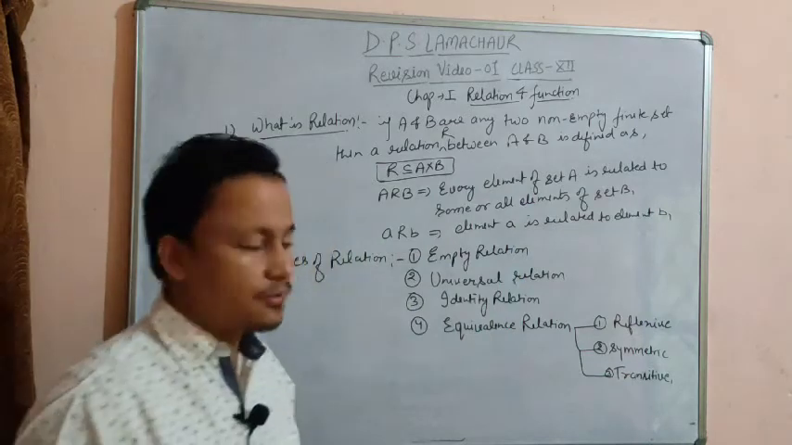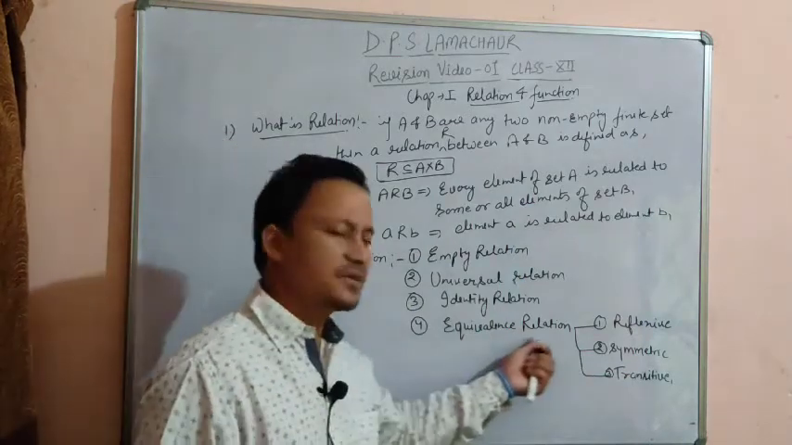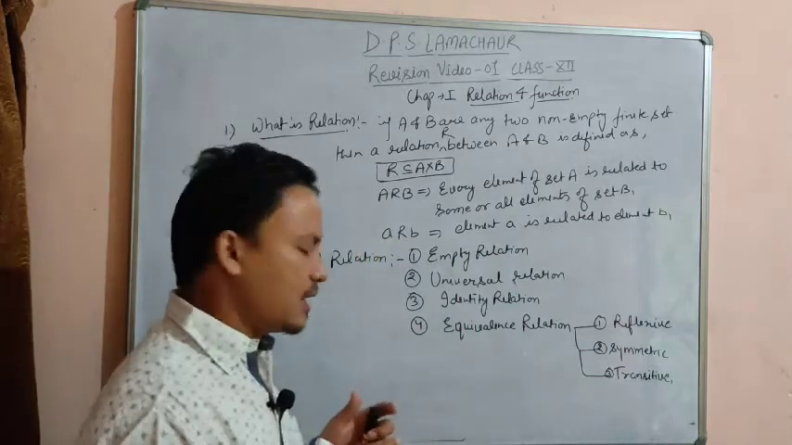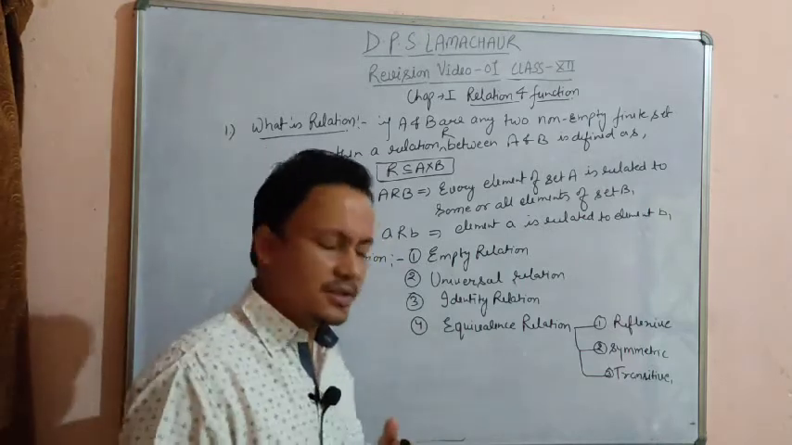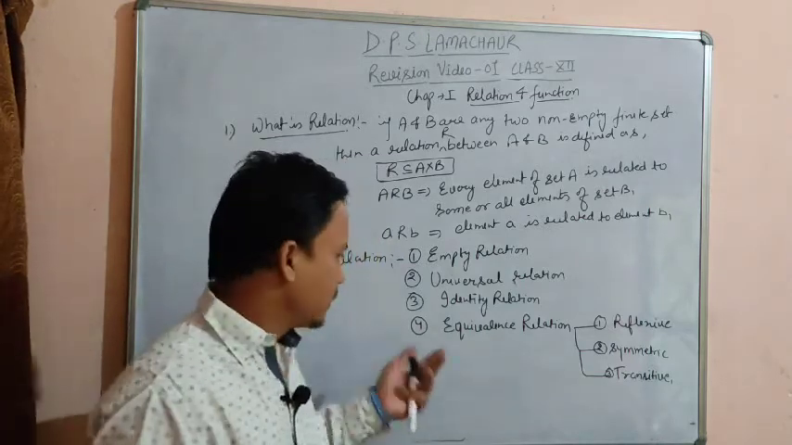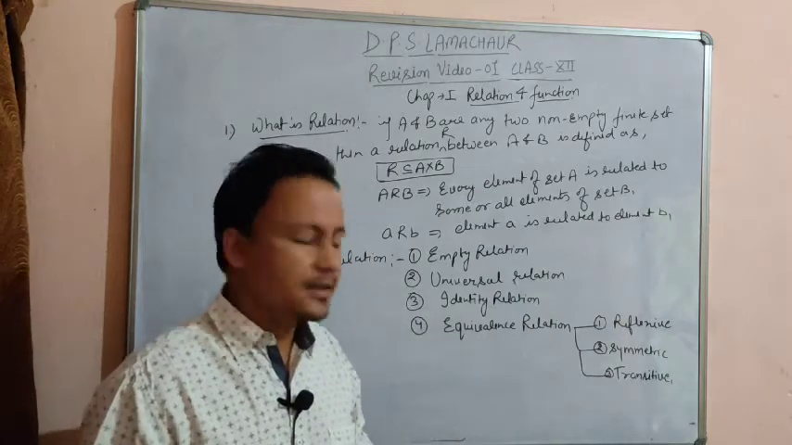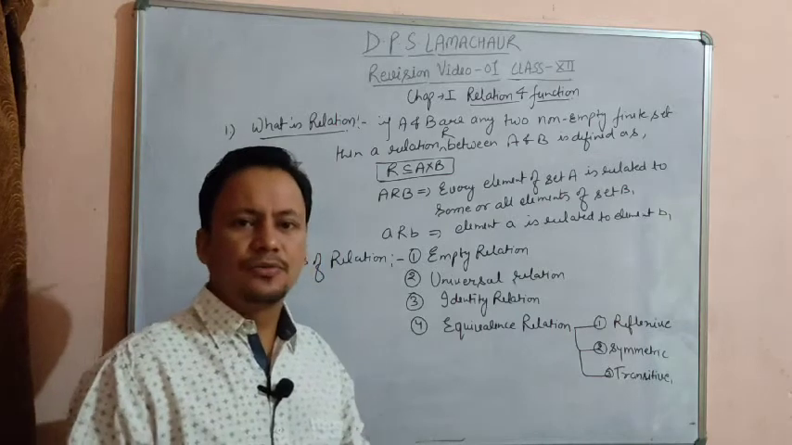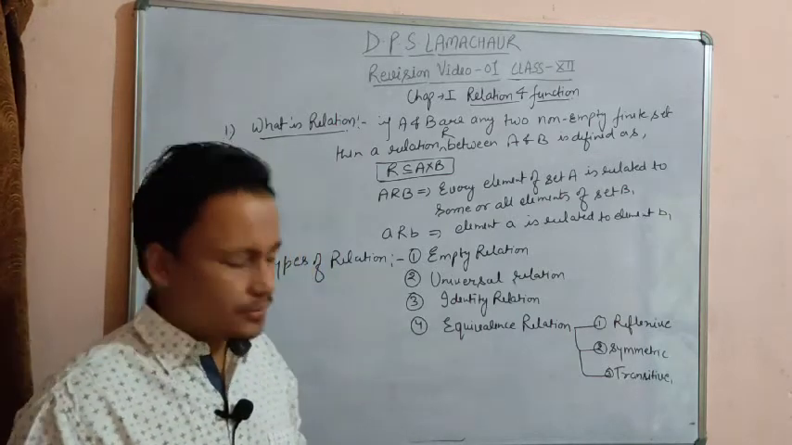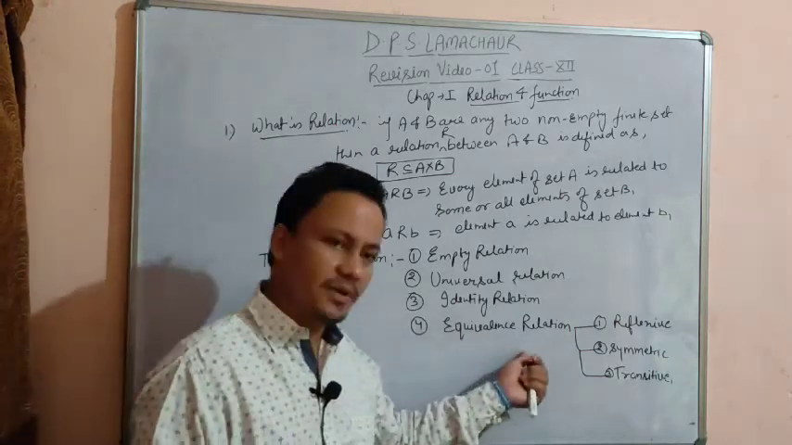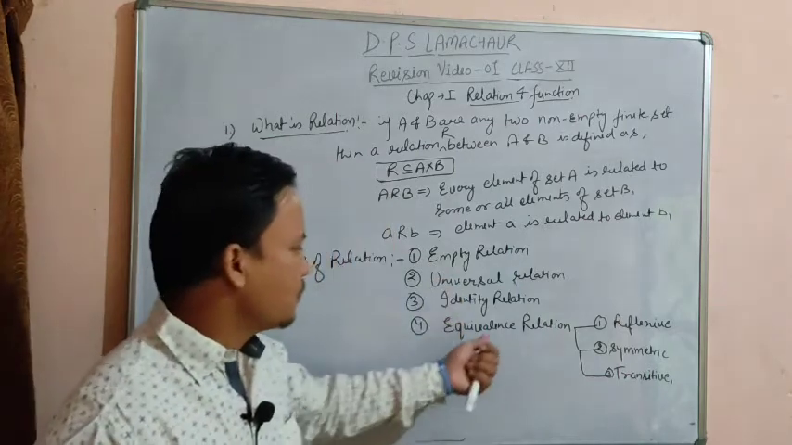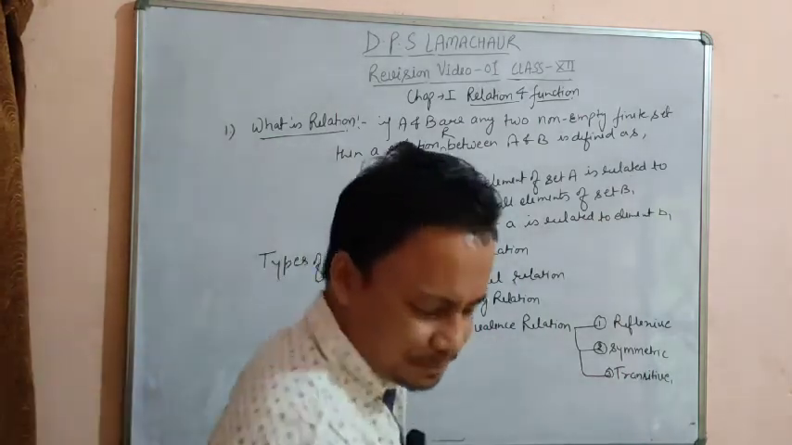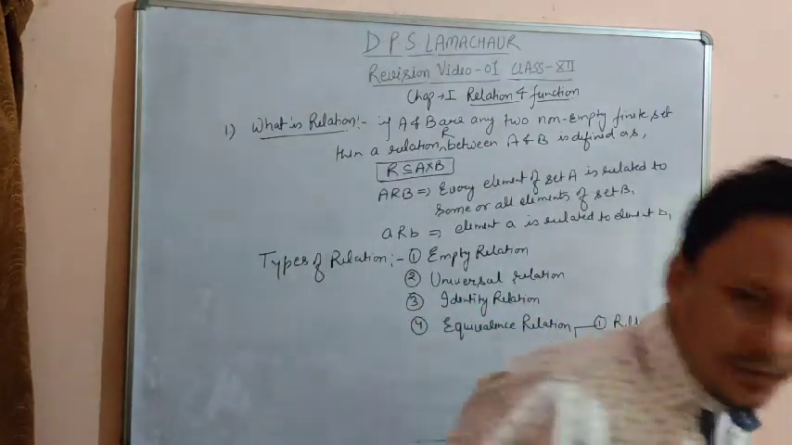A 6 marks long question comes every year from this particular topic, which is equivalence relation. Two sets are given to you, and a relation is given, and you are asked to prove that it is an equivalence relation, and also find the equivalence class of some element. So a 6 marks long question always comes from this chapter. We are going to focus only on what is equivalence relation. So pause the video and take the screenshot.